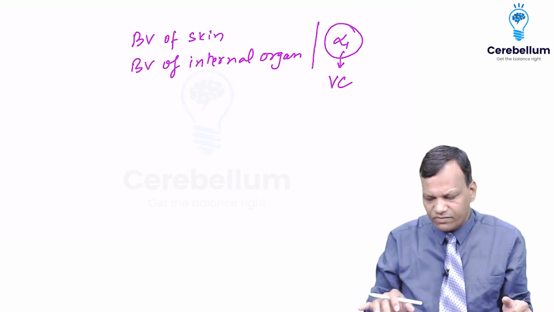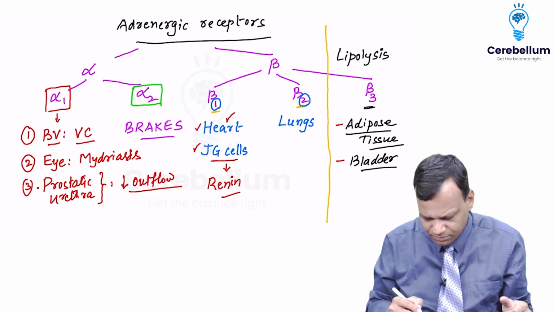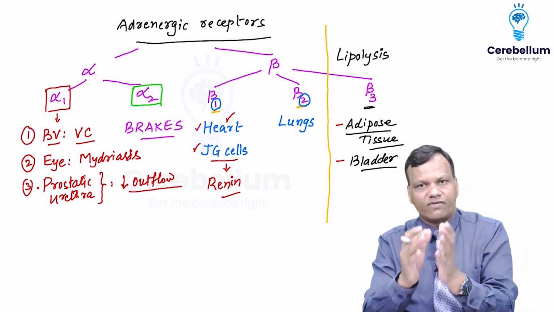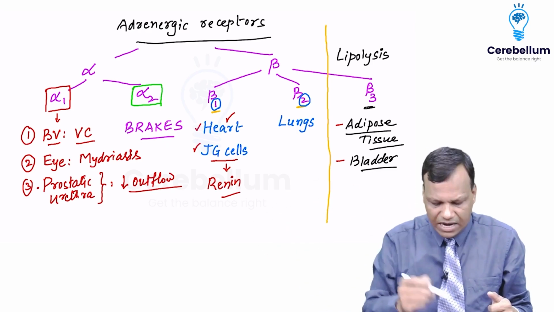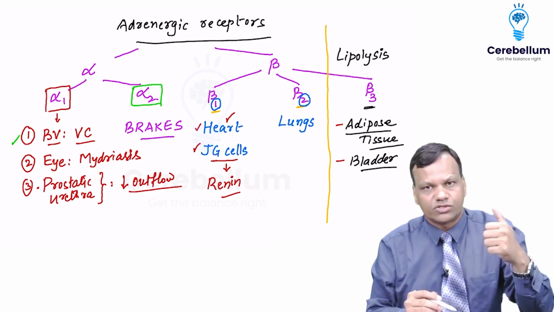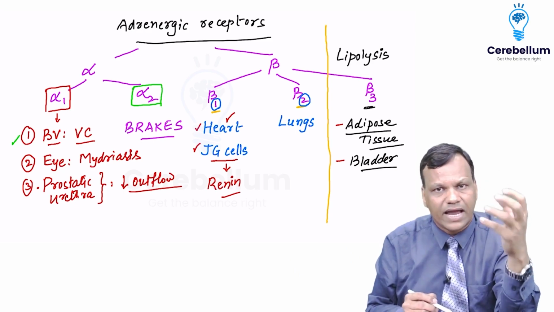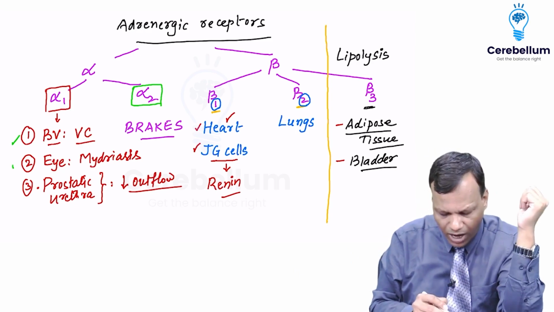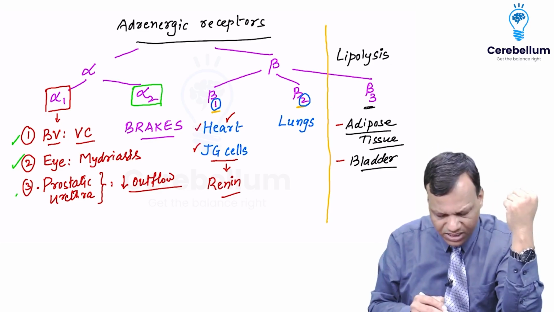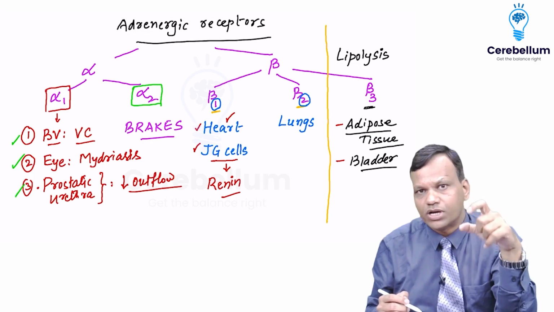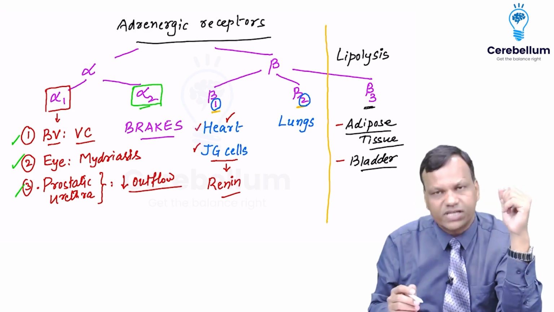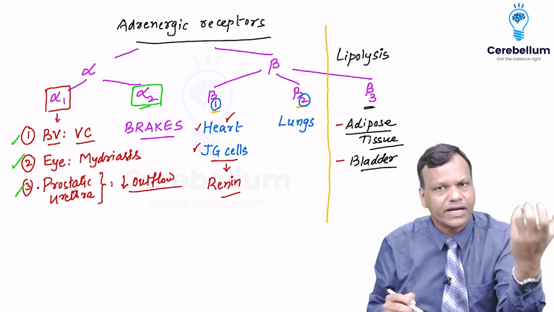Okay. So quickly we will revise the receptors of the sympathetic system. We have alpha 1, alpha 2, beta 1, beta 2, beta 3. Alpha 1 at 3 locations: blood vessels, vasoconstriction, and now we know they are more in the blood vessels of skin and internal organs. Number 2, eye, they cause mydriasis. Number 3, prostatic urethra, they decrease urine outflow. Okay. Alpha 2 we discussed are brakes, they stop sympathetic activity.